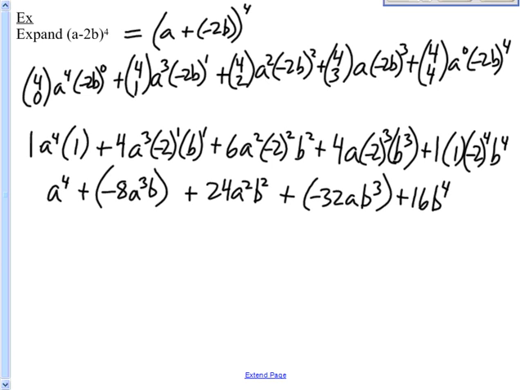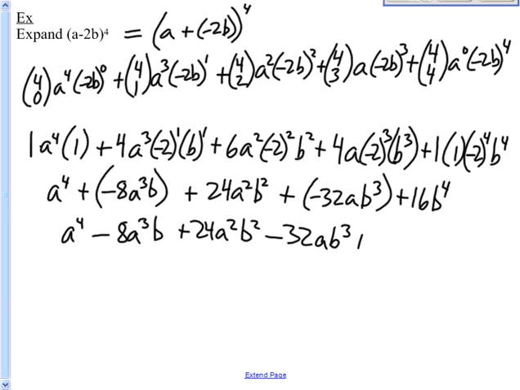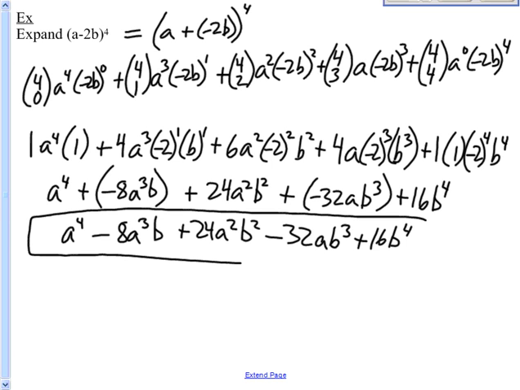Okay, so this ends up being, let me write it one more time, a to the fourth minus 8 a cubed b plus 24 a squared b squared minus 32 ab cubed plus 16 b to the fourth. Okay, that's our binomial expansion of a minus 2b all to the fourth.